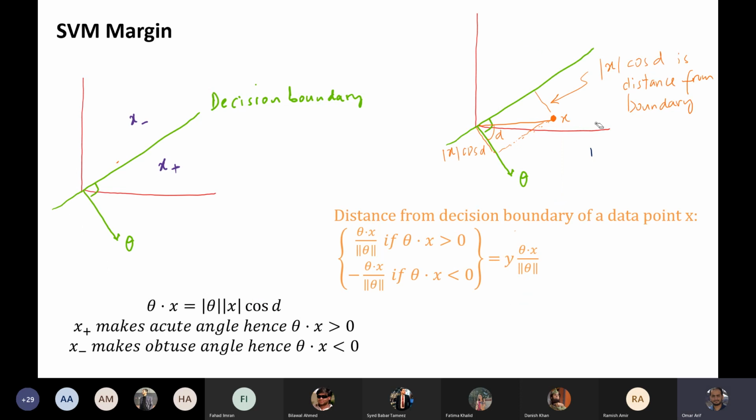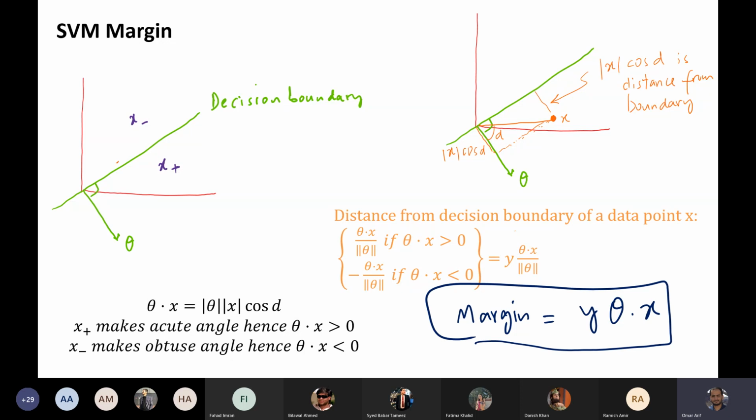So let's write the equation for margin. So margin is basically equal to y theta dot x. In case of margin, we do not actually divide by this magnitude, because margin is basically proportional to that. So margin is basically the distance. So this is my margin, okay, which gives me a value which is proportional to the distance of a point from the decision boundary.